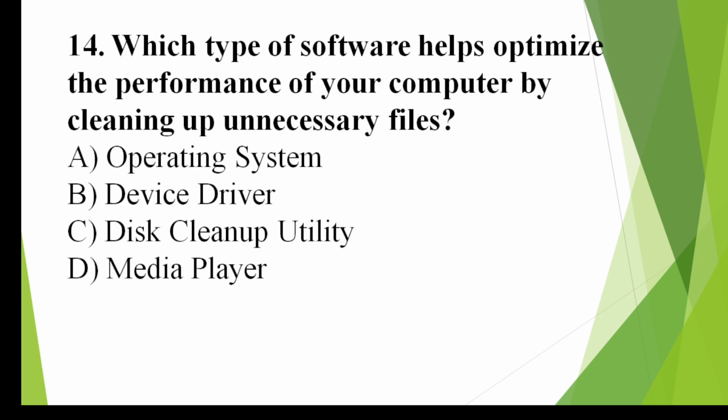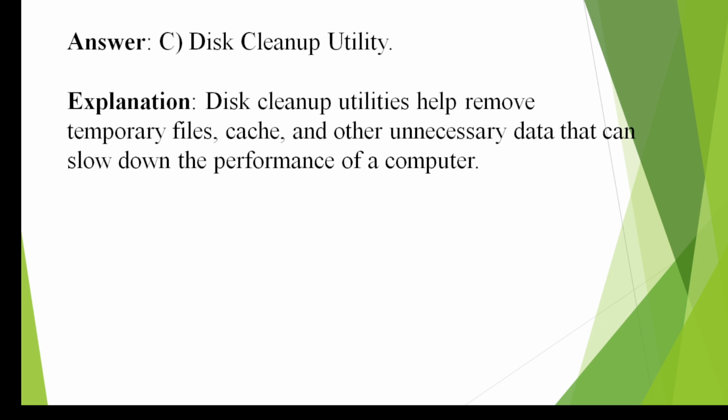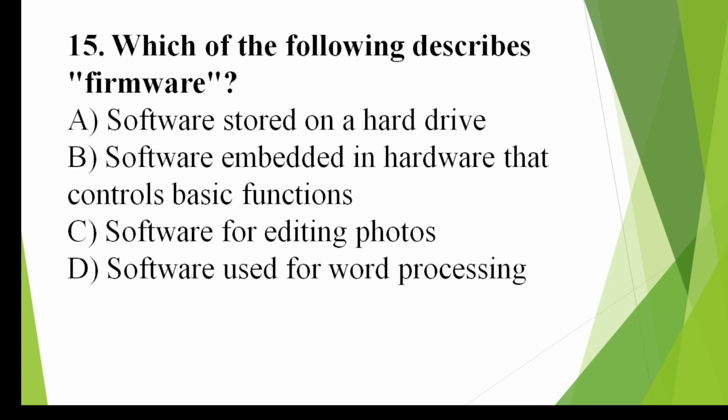Let's move to question number 14. Which type of software helps us optimize the performance of your computer by cleaning up unnecessary files? A. Operating system. B. Device driver. C. Disk cleanup utility. D. Media player. The correct answer is C. Disk cleanup utility. Disk cleanup utility helps remove temporary files, cache, and other unnecessary data that can slow down the performance of a computer.